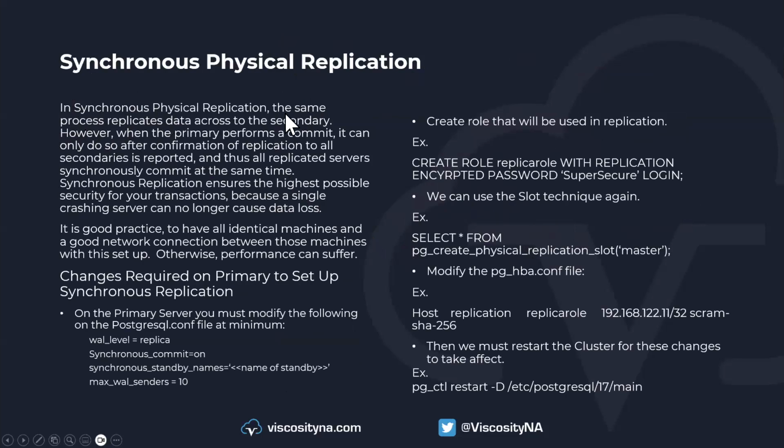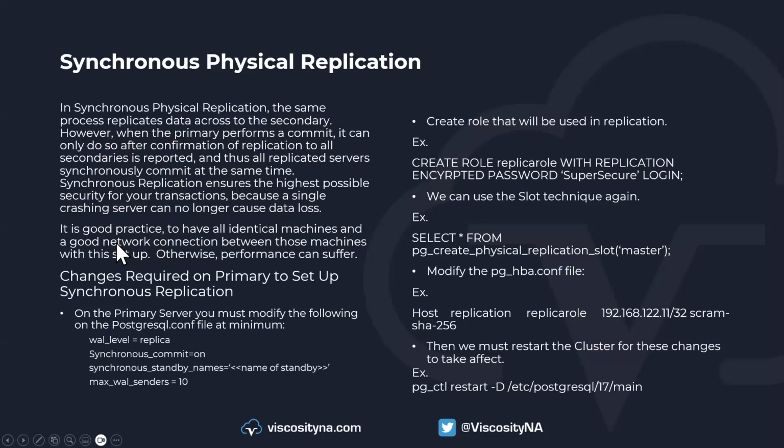In synchronous replication, the same process replicates data across the secondary. However, when the primary performs a commit, it can only do so after confirmation of replication to all secondaries is reported. Thus, all replicated servers synchronously commit at the same time. Synchronous replication ensures the highest possible security for transactions because a single crashing server can no longer cause data loss.